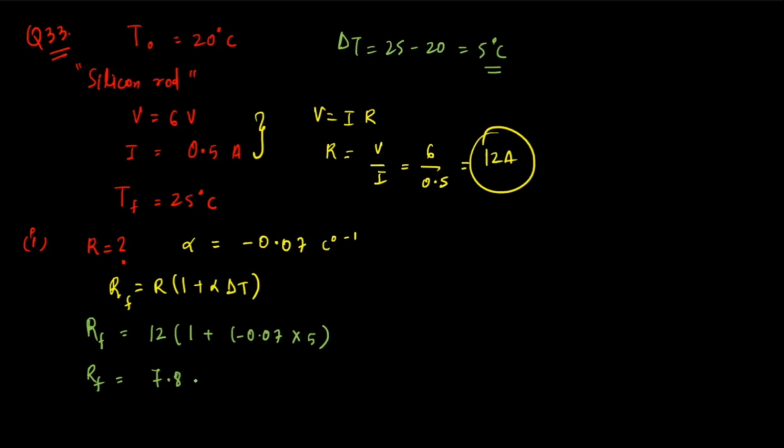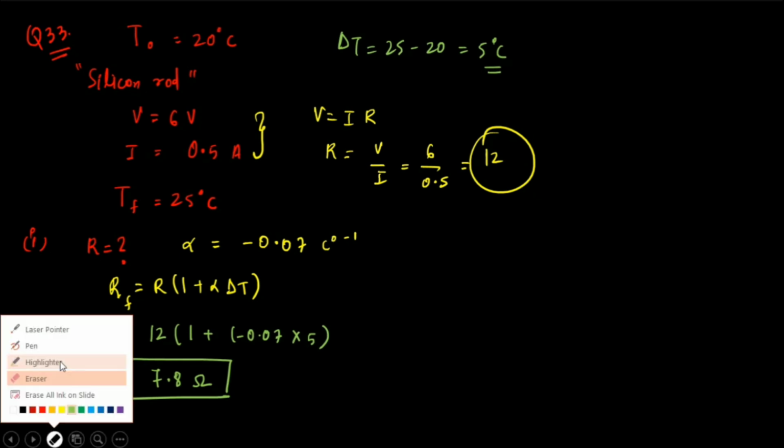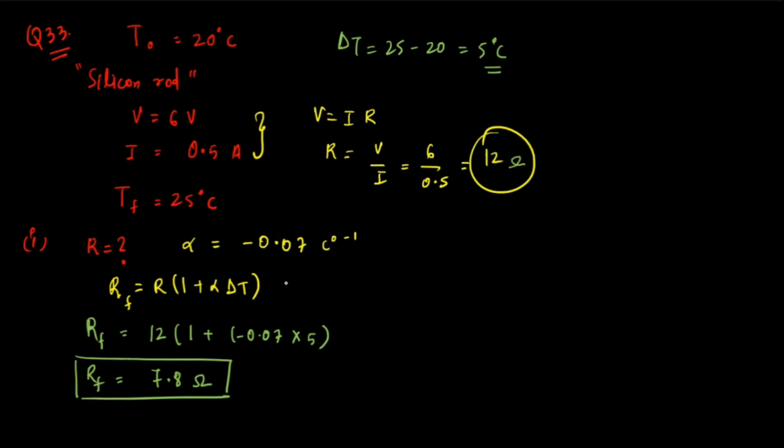So the value of resistance has drastically changed, or decreased, to 7.8 ohms. And this is all because of the negative value of alpha that silicon possesses. So that was the first part we have to do in this particular question. And I hope you understand how all these things went.